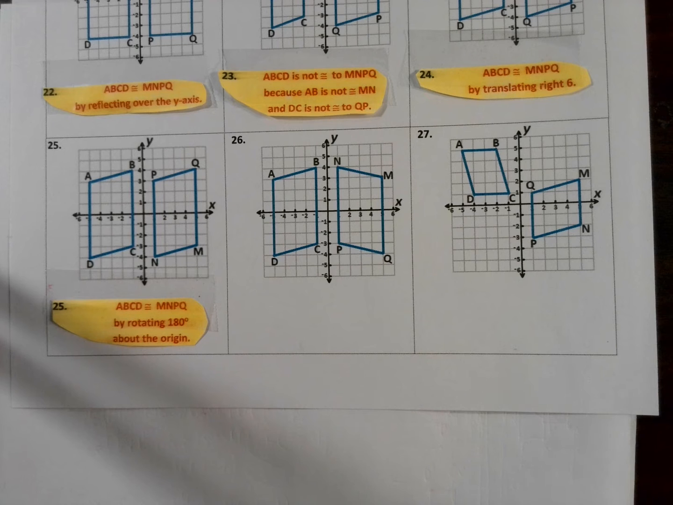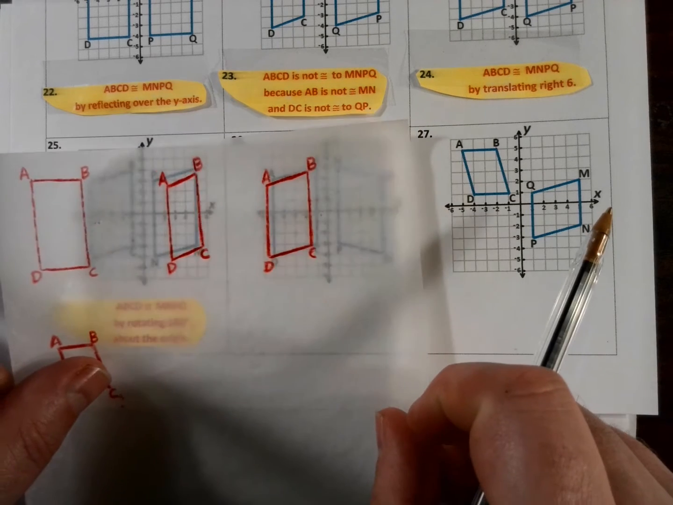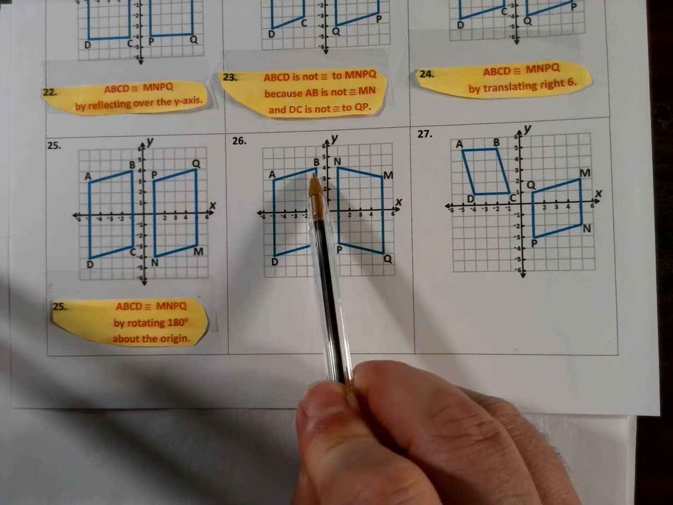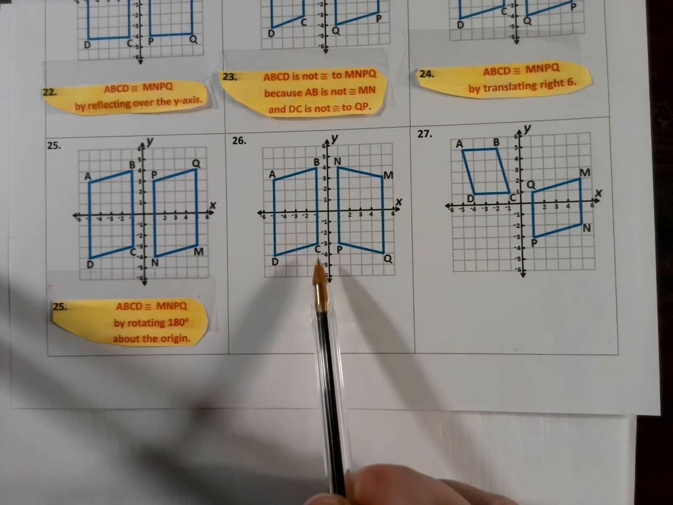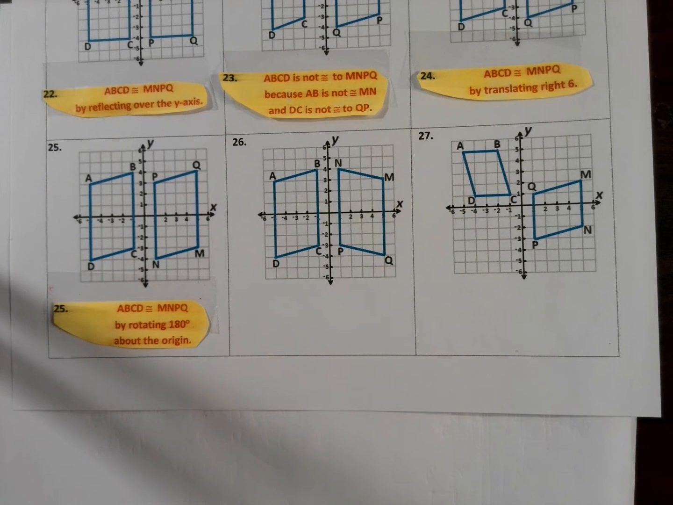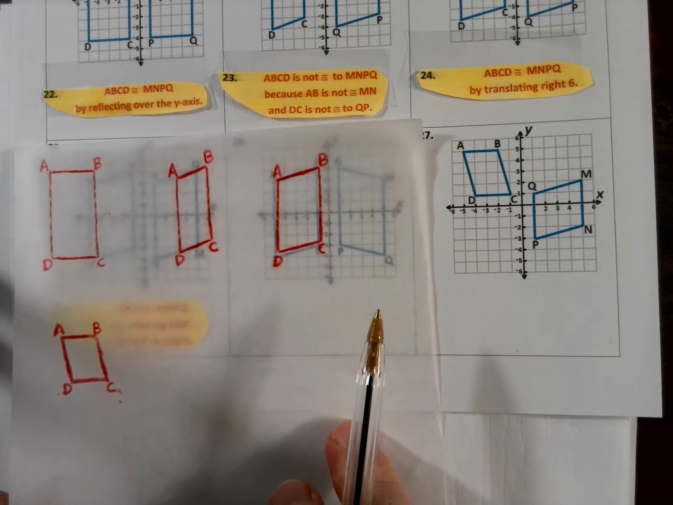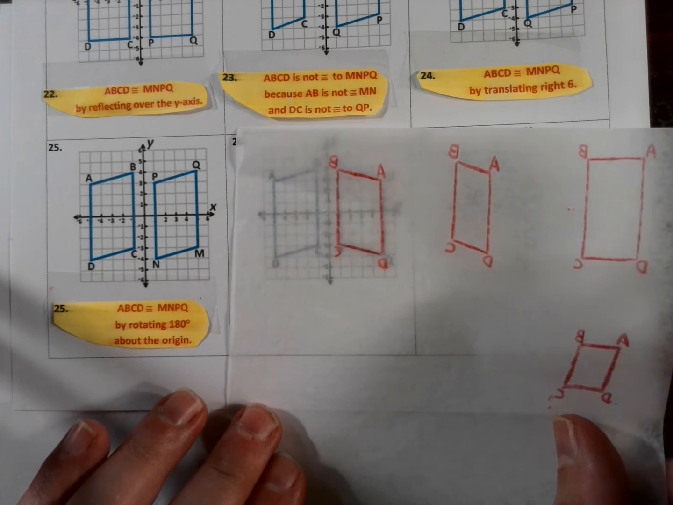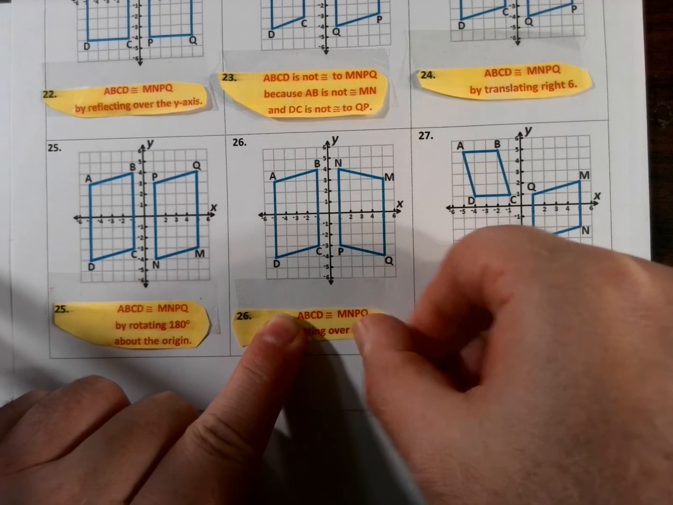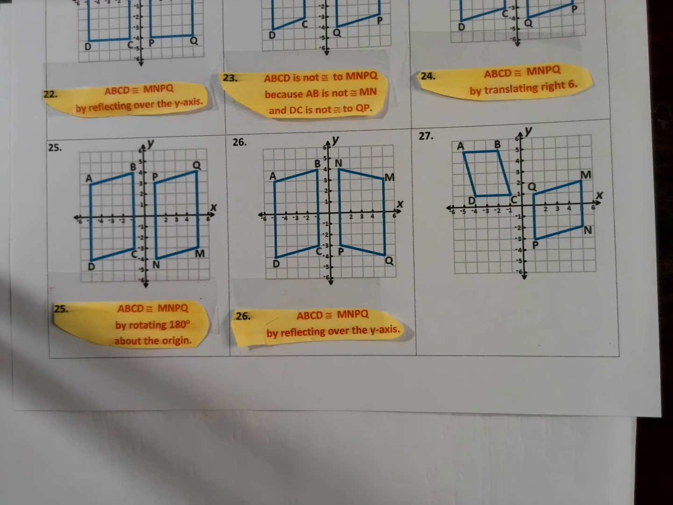If we look at number 26, again we have parallelogram ABCD. A is matching up with M, B is matching up with N, C is matching up with P, D is matching up with Q. So the only way this can happen is through a reflection. If we take this parallelogram here and match it up, notice it is a match. So we can say that the quadrilaterals are congruent by reflecting over the y-axis.